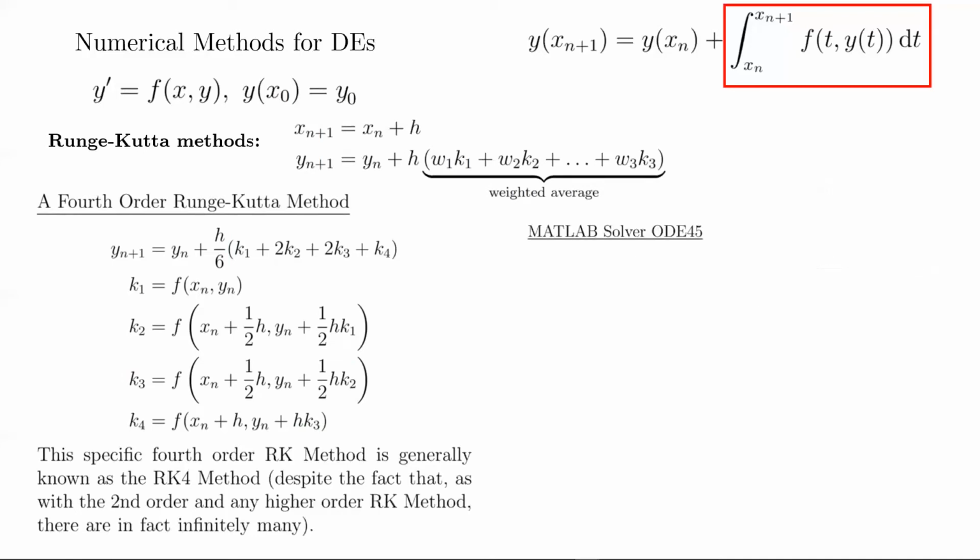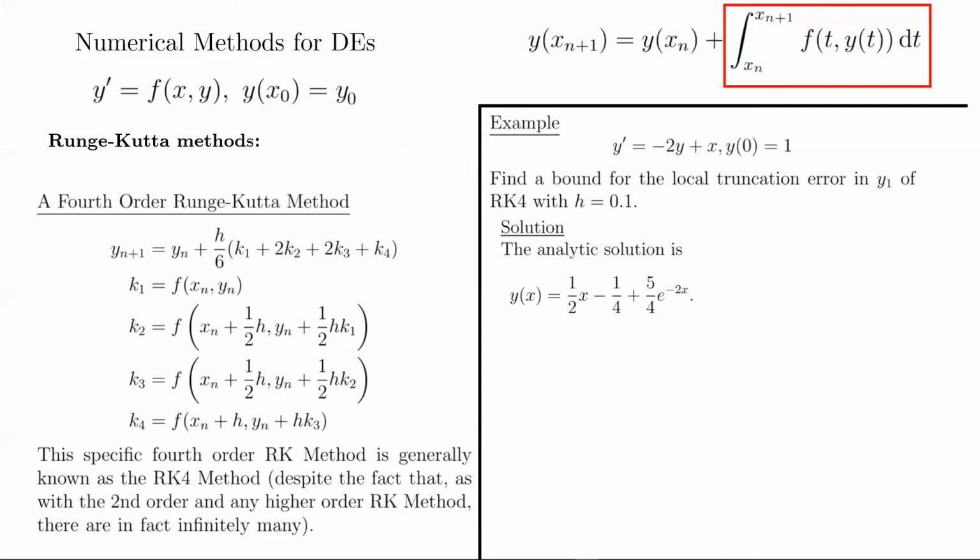Okay, so going back to my example, I need to take 5 derivatives of this function, which is easy, right? Because we've just got a polynomial, half x, a constant, and then an exponential, which of course is easy to take derivatives of. So we can take a first derivative, a second derivative, a third, a fourth, and a fifth derivative. Okay, so the maximum of the local truncation error between the initial condition x equals 0 and x equals 0.1, when h is 0.1.